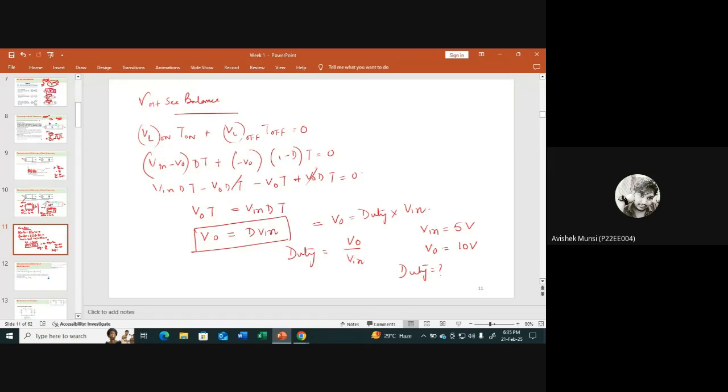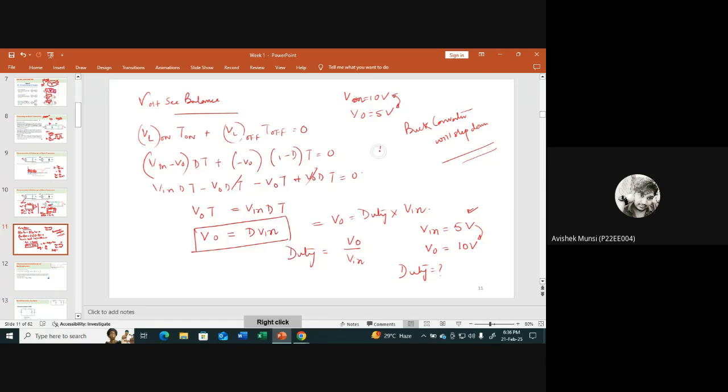So basically this will not work as a buck converter. Why? As I said, a buck converter will step down, right? So this is an impractical question. This would be practical if we say there is a Vin of 10 volt and we assume to get a V naught of 5 volt, because in that case it will be stepped down.